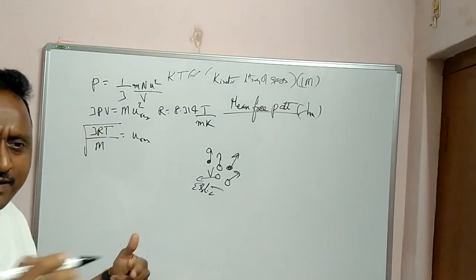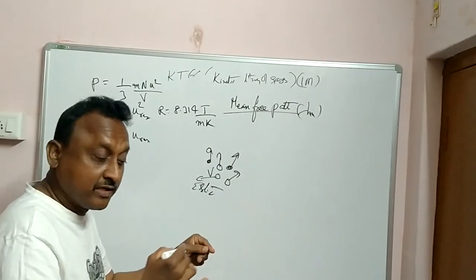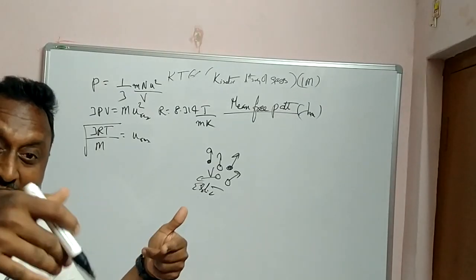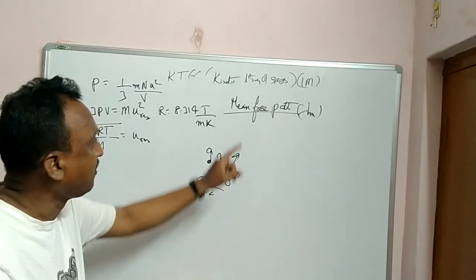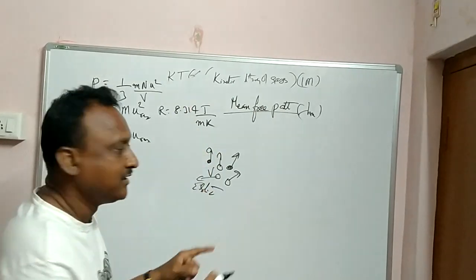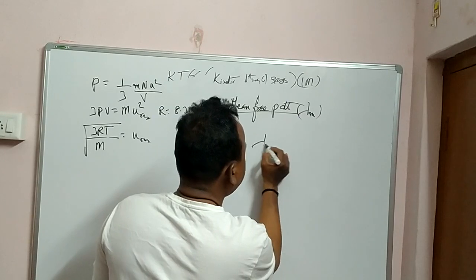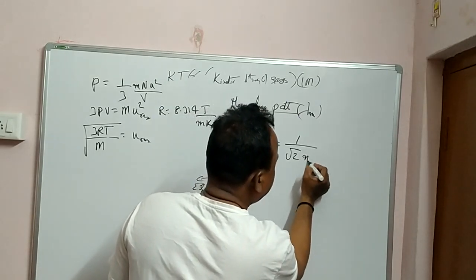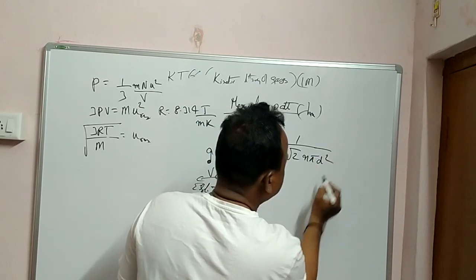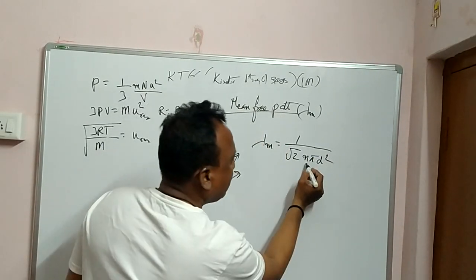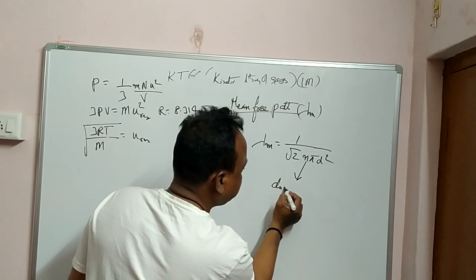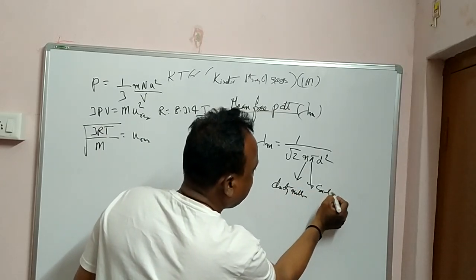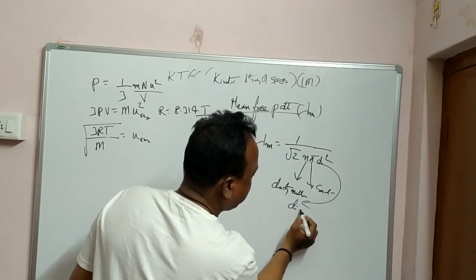Molecules will be colliding with elastic collision continuously. That means between one molecule and the next molecule after collision, the gap will be left over. That gap is called the mean free path. It is generally given by lambda m is equal to 1 by root 2 n pi d square. Root 2 is a constant, n is density number, pi is a constant, and d is the diameter of the molecule.